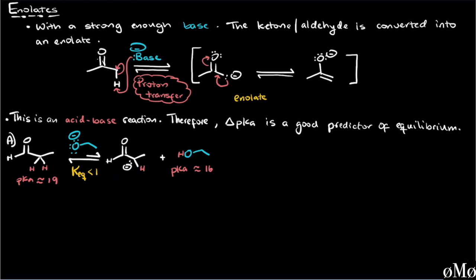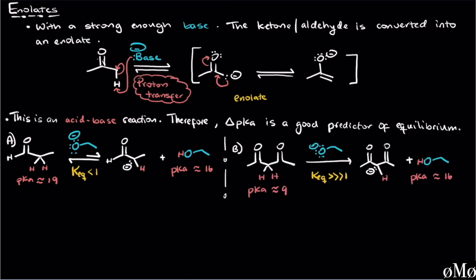Well, the pKa of the alpha protons in the aldehyde is 19. And so the position of the equilibrium of this particular reaction is going to be towards the left-hand side, or the formation of the ketone over the formation of the enolate. So while you will still have some enolate in your solution, it's just not going to be that effective of a base to actually fully deprotonate your ketone or your aldehyde.